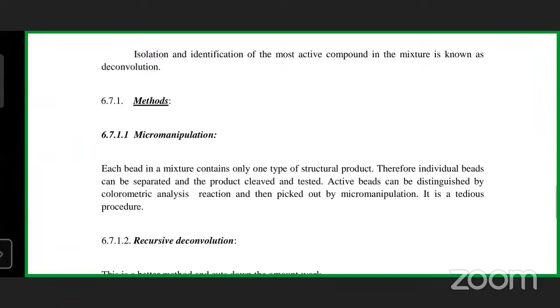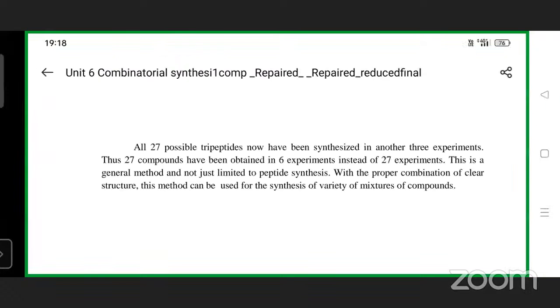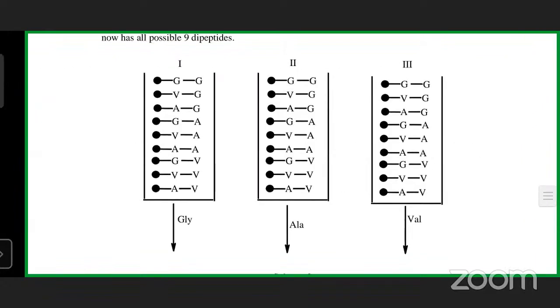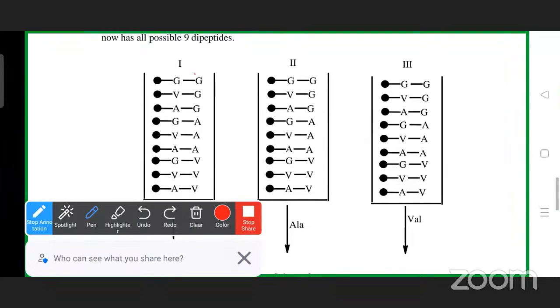Okay, for example, in this particular example, right? So in this example, we are getting 9 products here, 9 dipeptides, right? For example, assume we got the 9 products. Okay, so in the micro manipulation method to identify the active compound here, you take first this bead, right? So this product bead here, and you cleave this bead.